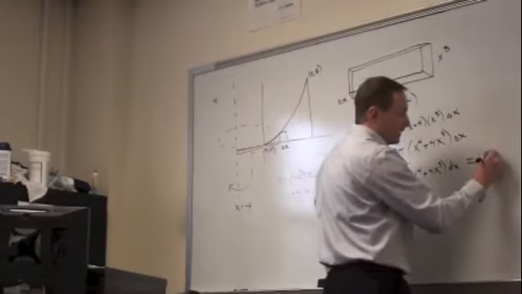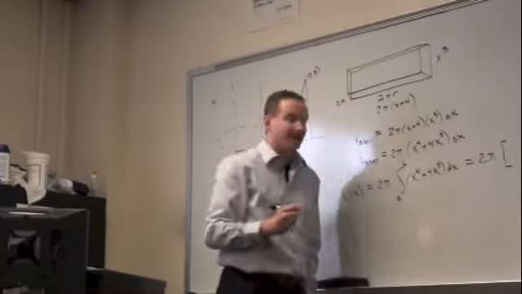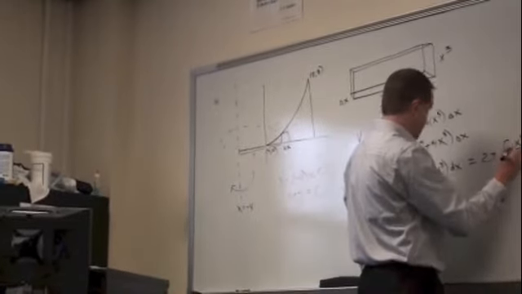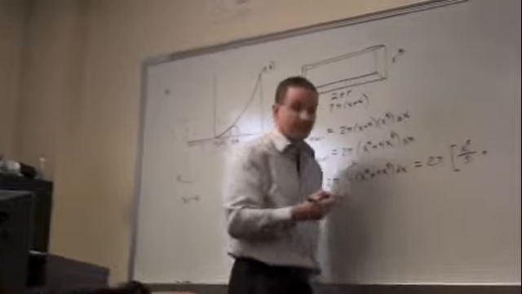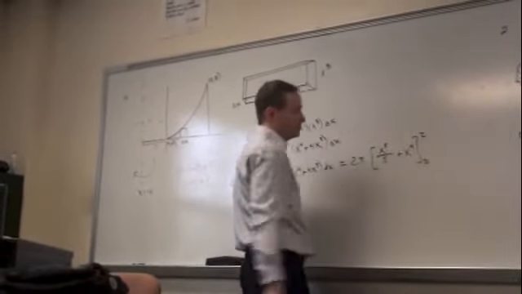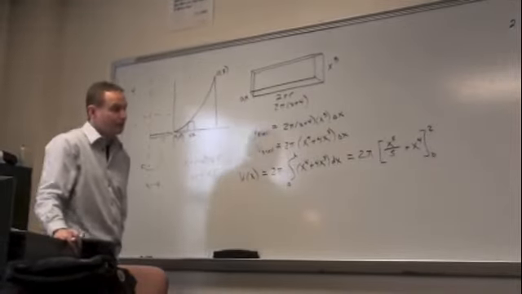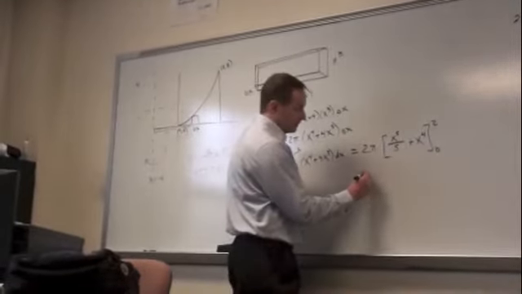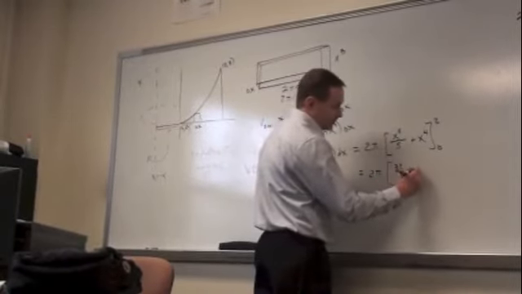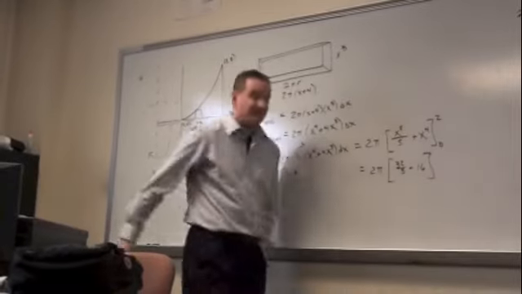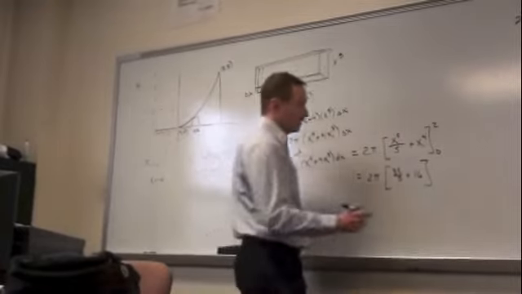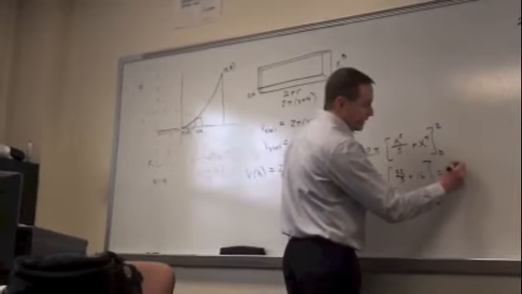So we'll get 2 pi times the group x to the 5th over 5 plus 4x to the 4th over 4, that'll just be x to the 4th, evaluated from 0 to 2. So I'll get 2 pi times 32 fifths plus 16. 16, same thing as 80 over 5. 80 over 5 plus 32 over 5, 112 over 5. 112 times 2, 224 pi over 5.